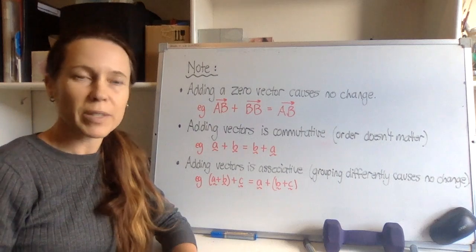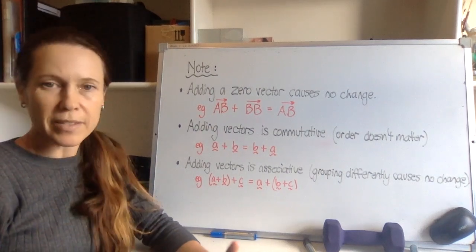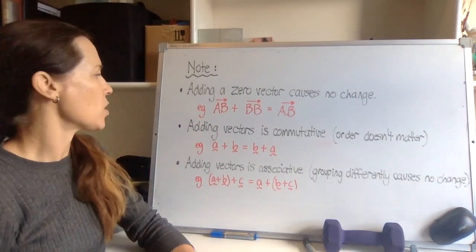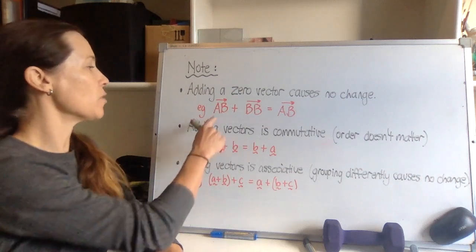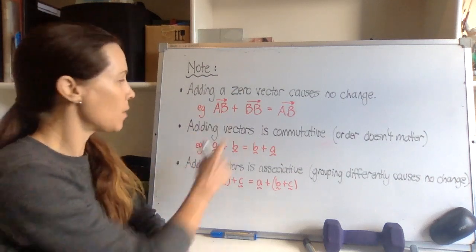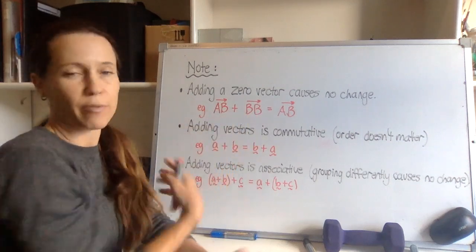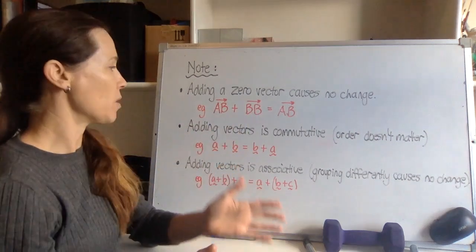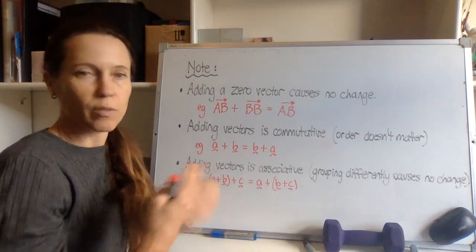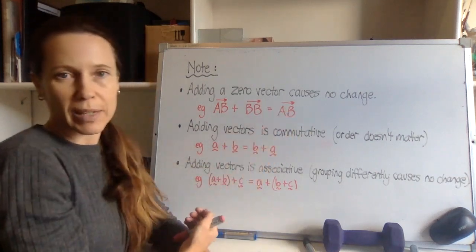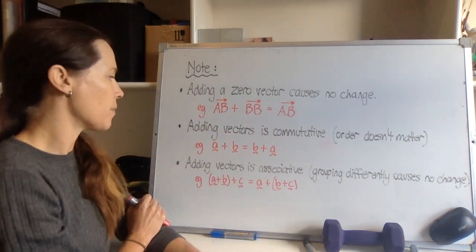Now, a couple of other points about adding vectors. When we add a zero vector, it doesn't cause any change at all. So if we had a directed interval like AB and then we add BB, well, we've just got to B, and when we get there, if we give the direction don't go anywhere at all, then clearly the overall movement is just from A to B. So it doesn't affect this.